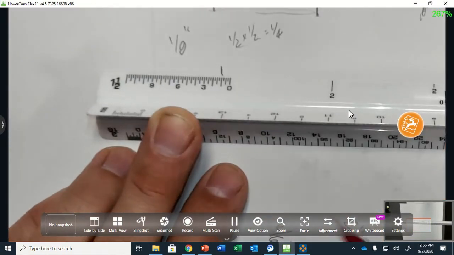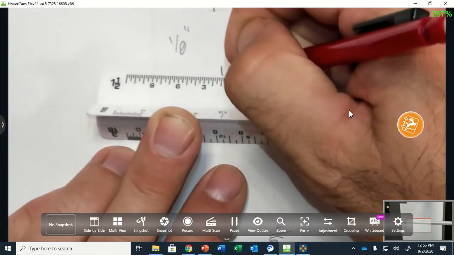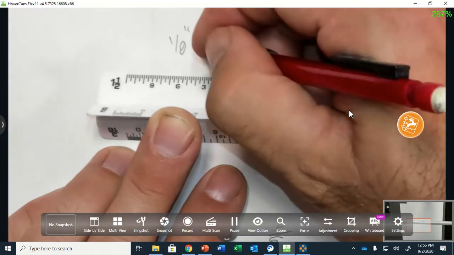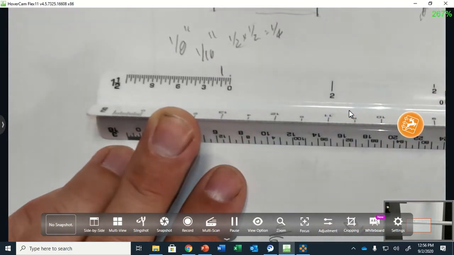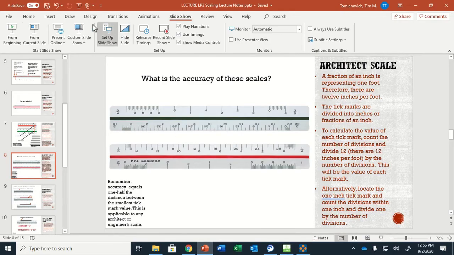Okay? So 1/2 of an 1/8 is a 16th. So that's if I fall between the first tick mark and 0. If my line falls halfway between there, that means I have 1/16 of an inch. Okay? So that's the architect scale. All right. So hopefully this will be a little clearer when I go to the homework assignment. All right.